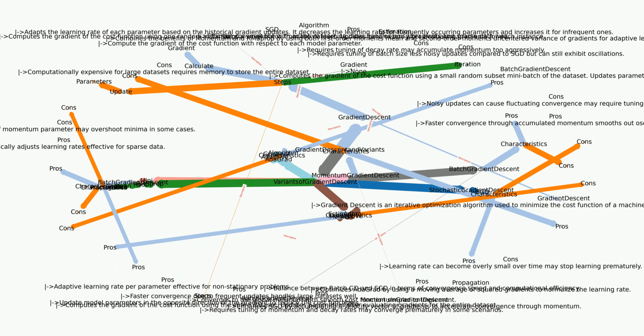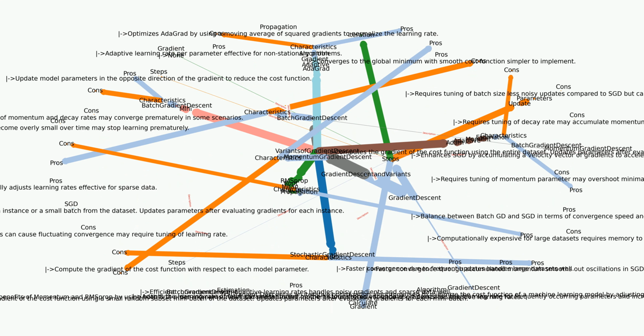AdaGrad, adaptive gradient algorithm. Description: Adapts the learning rate of each parameter based on the historical gradient updates. It decreases the learning rate for frequently occurring parameters and increases it for infrequent ones. Characteristics. Pros: Automatically adjusts learning rates, effective for sparse data. Cons: Learning rate can become overly small over time, may stop learning prematurely.